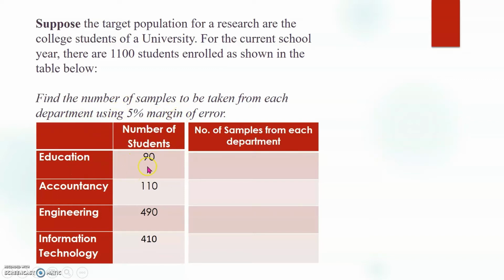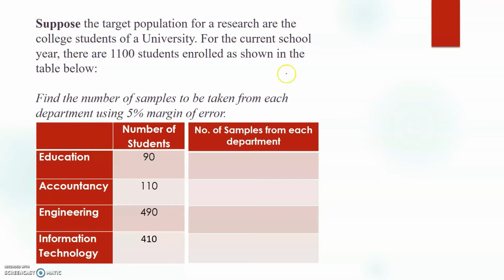For education, we have 90 students. Accountancy, we have 110. Engineering, we have 490. And information technology, we have 410. When you total all these numbers of students for each department, it will give us 1,100 students. What we are asked is to find the number of samples to be taken from each department. But before that, we should first identify the number of samples to be taken from the entire population.